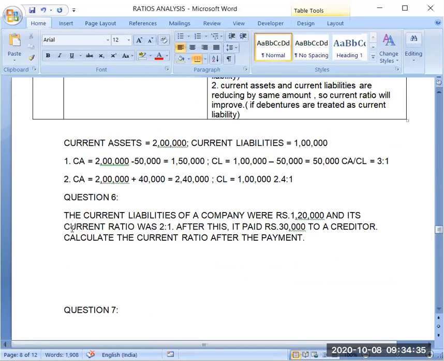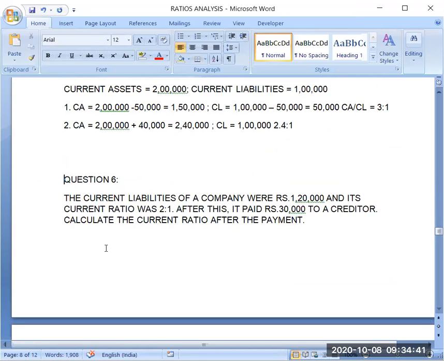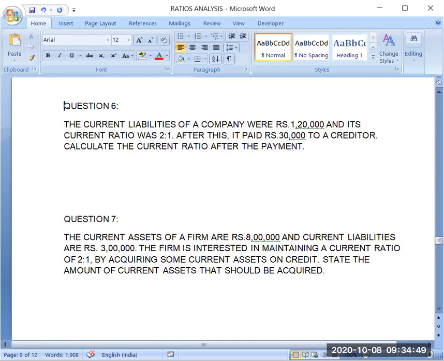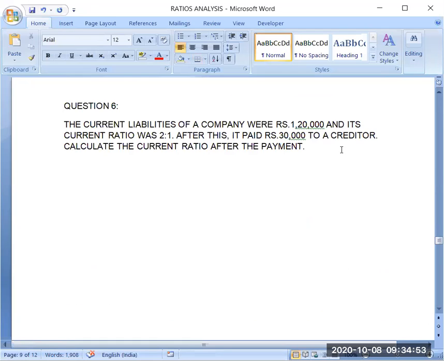This is question 6. This is a short question. Let me shift it to the next page. The current liabilities of a company were rupees 1,20,000 and its current ratio was 2:1. After this, it paid rupees 30,000 to a creditor. Calculate the current ratio after the payment.